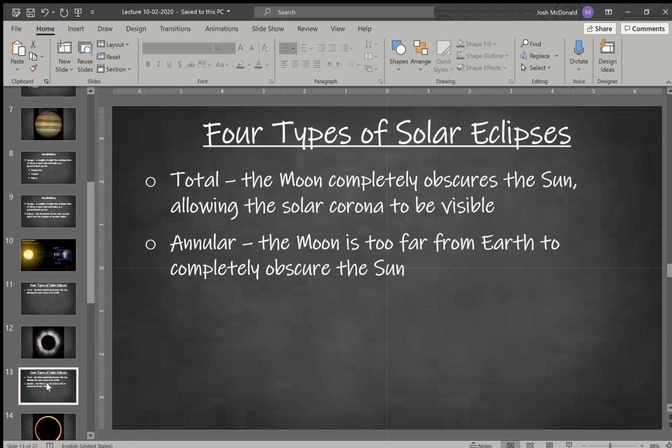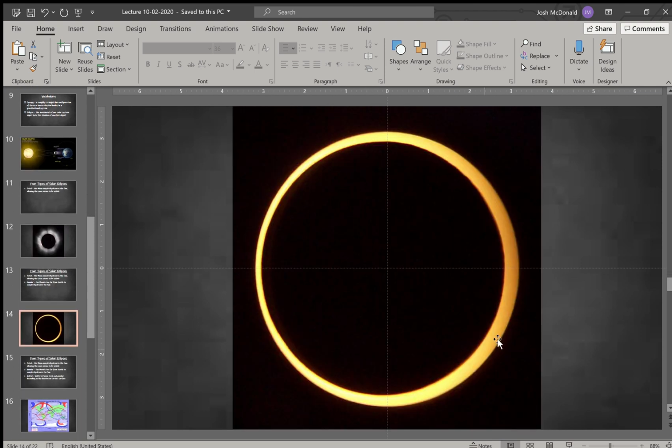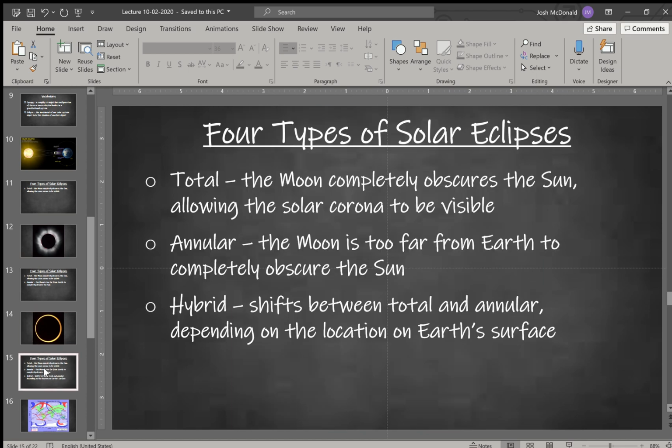But in the annular eclipse, you're actually going to have what they call the ring of fire eclipse because it's not completely obscuring it. So you don't see the corona, you see the outer edges of the sun's disk. So that's why they call it the ring of fire. The third type is called a hybrid.